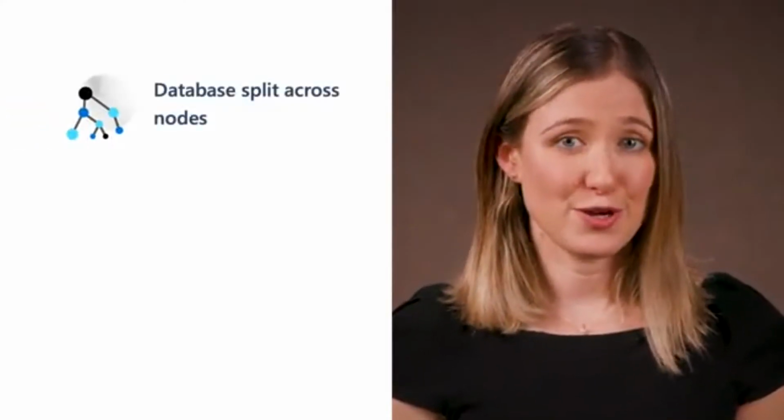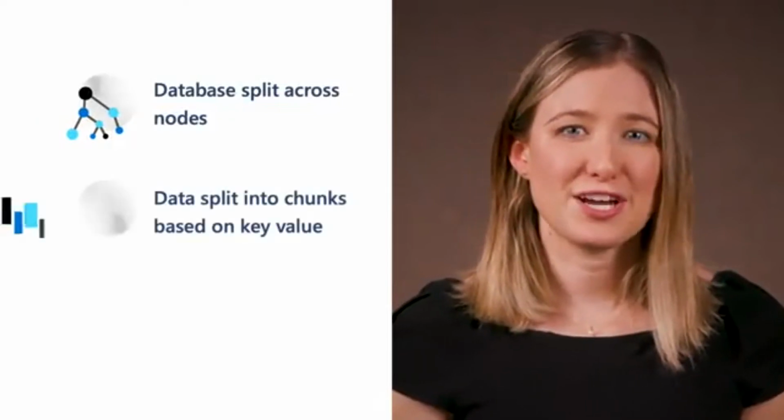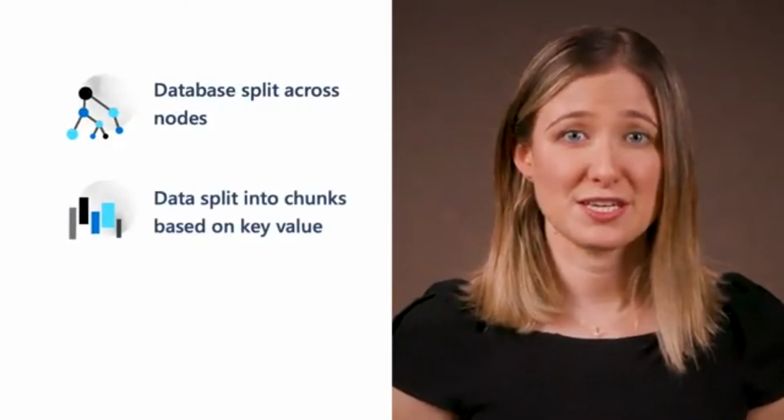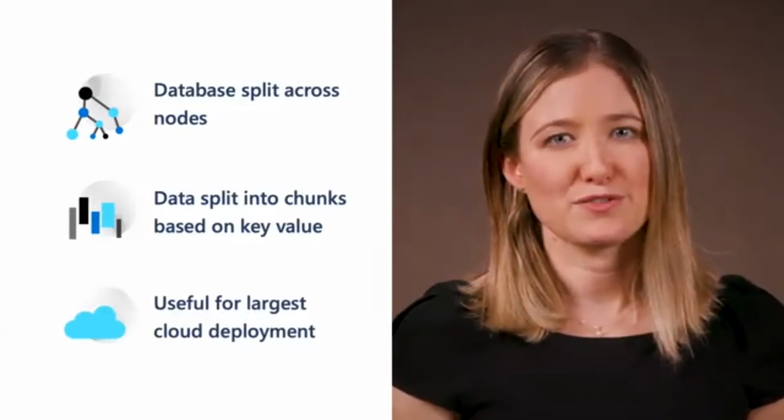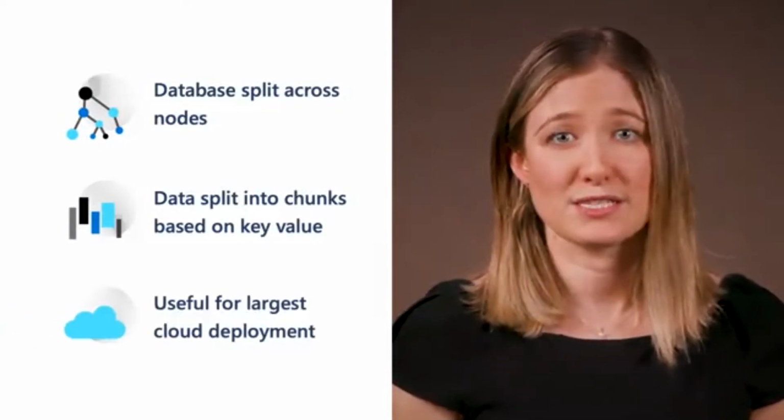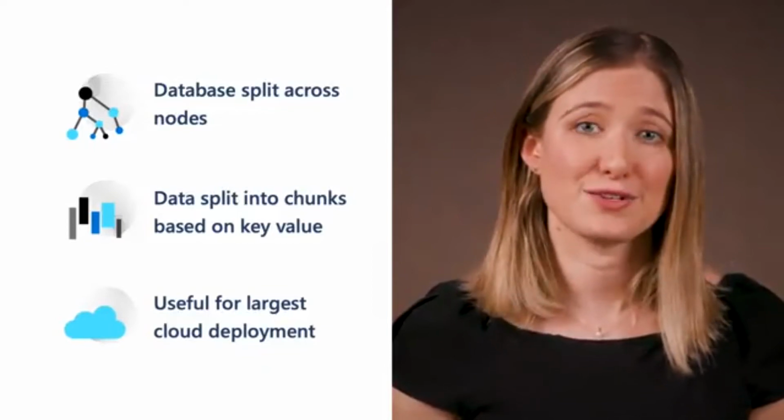Hyperscale Citus is a deployment option that scales queries across multiple server nodes to support large database loads. Your database is split across nodes. Data is split into chunks based on the value of a partition key or a sharding key. Consider using this deployment option for the largest PostgreSQL deployments in the Azure cloud. Azure Database for PostgreSQL is a highly available service. It contains built-in failure detection and failover mechanisms.